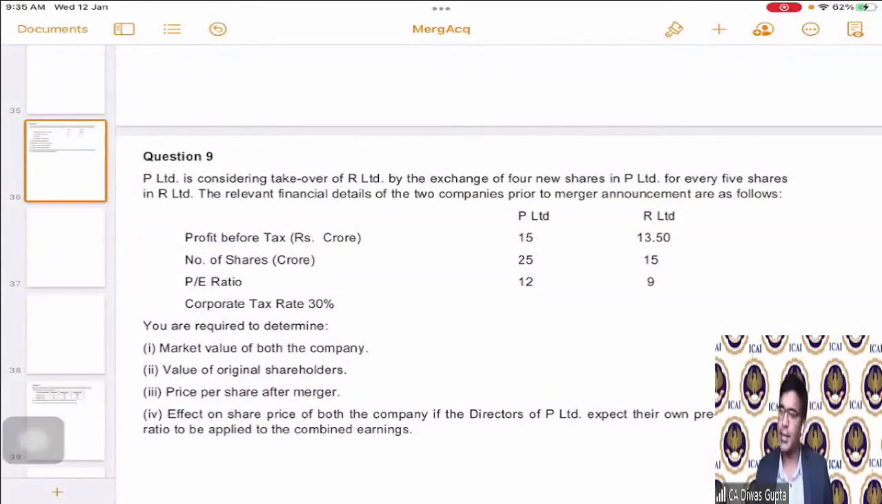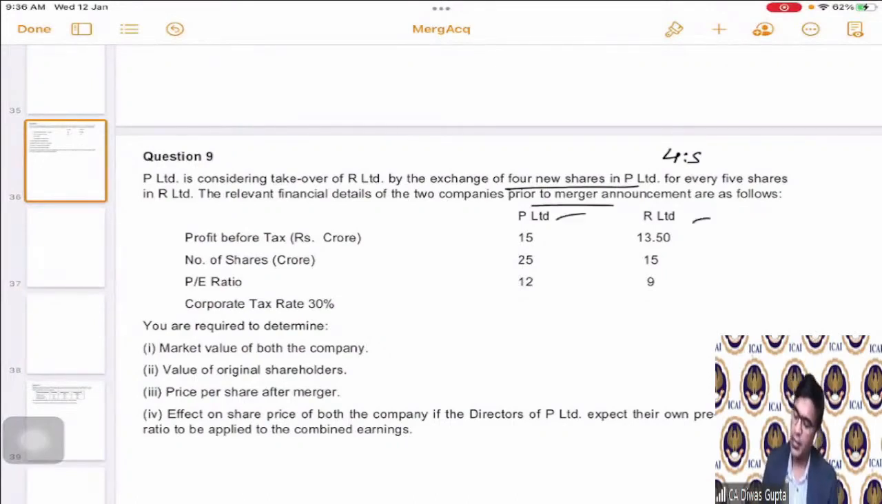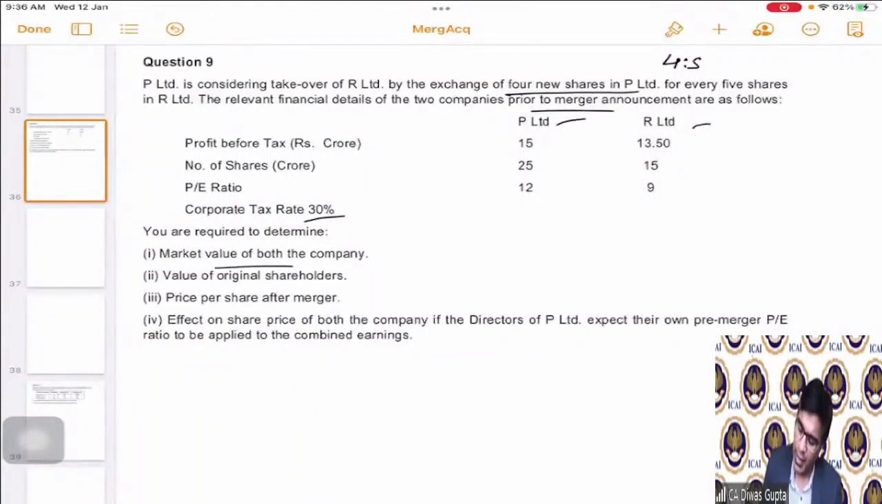Okay. Now, question number 9 says that P Limited is considering takeover of R Limited by the exchange of 4 new shares in P Limited for every 5 shares in R Limited. So the exchange ratio is 4:5. Simple. The relevant financial details of the two companies prior to the merger announcement are as follows. Profit before tax is given, number of shares is also given, and the PE ratio is also given. The corporate tax rate they have given as 30%. You're required to determine the market value of both the companies. So first of all, they're asking us to calculate the market value.